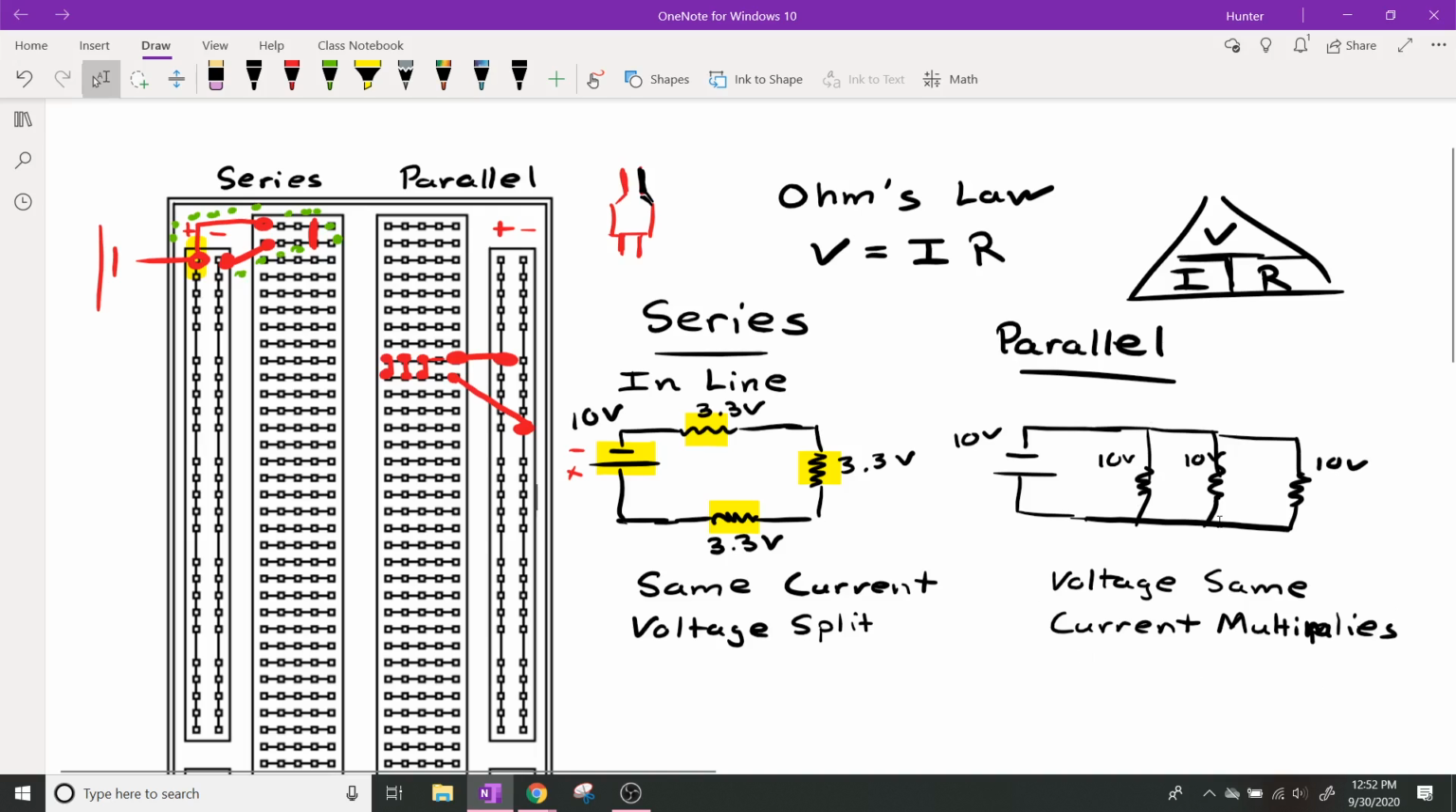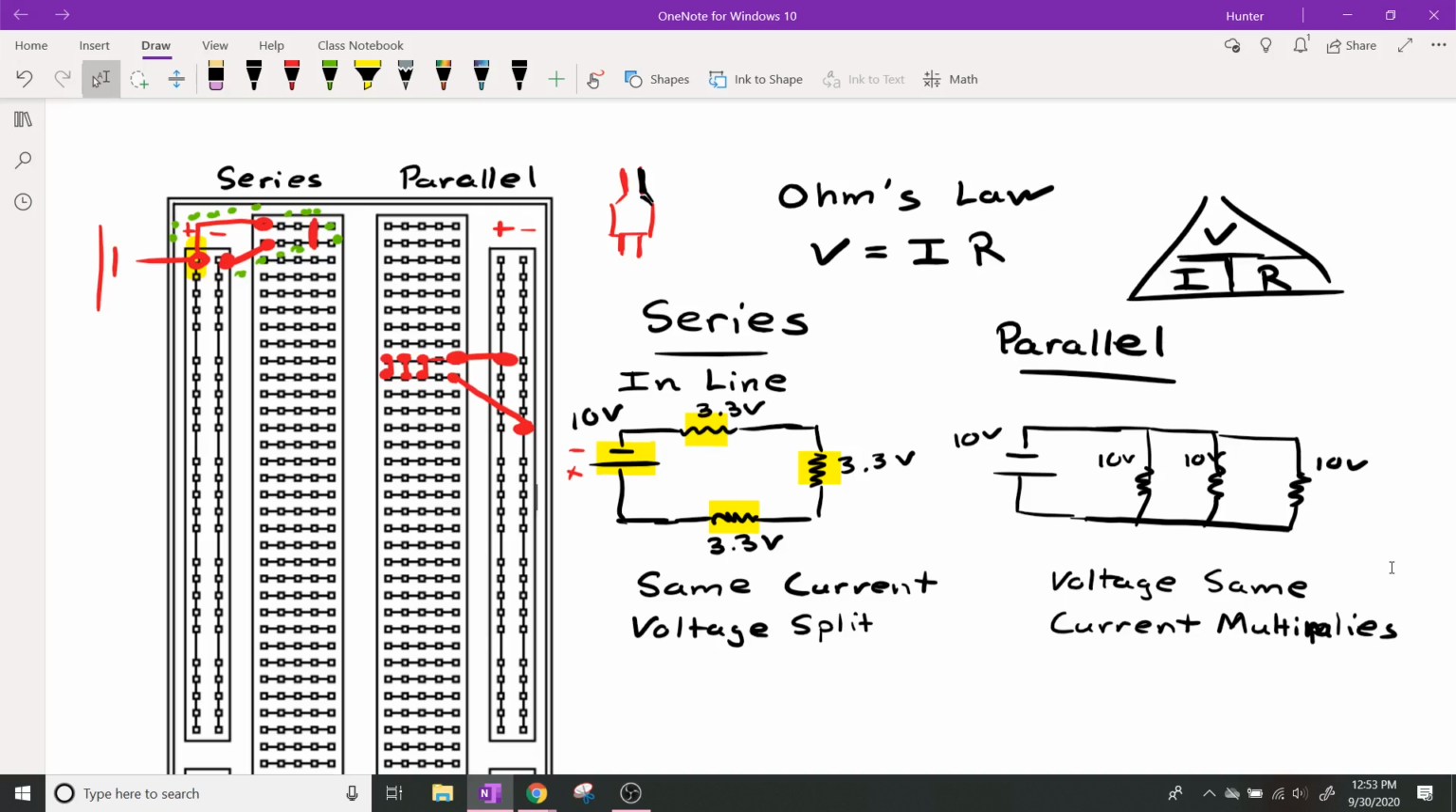So if you have two branches, you're going to end up having twice as much current as you would have normally had. If you have three branches, you're going to end up with three times as much current. This is assuming that all of the elements inside the branches are the same and have the same voltage. So if they have the same resistance value, then they're all going to pull the same current.